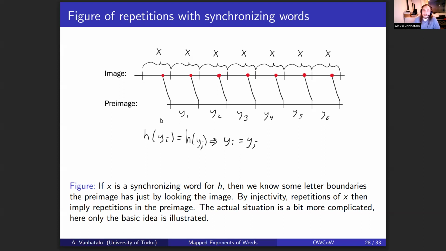So this way, repeating synchronizing words make it so that the pre-image also has to have some kind of repetition. But in the actual proof, the situation is a bit more complicated than in this figure, because we need to consider on the image side that we have several synchronizing points here and see what happens in the pre-image side more carefully to get the exact result. If you use only this image here, then you would get a weaker result in the theorem.